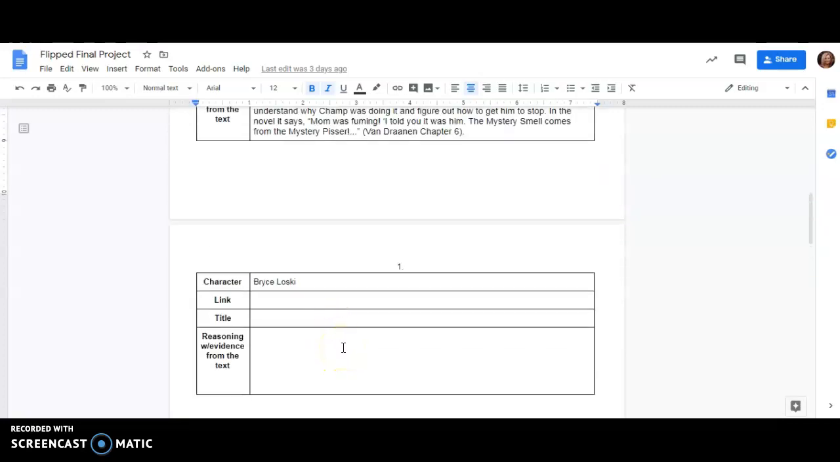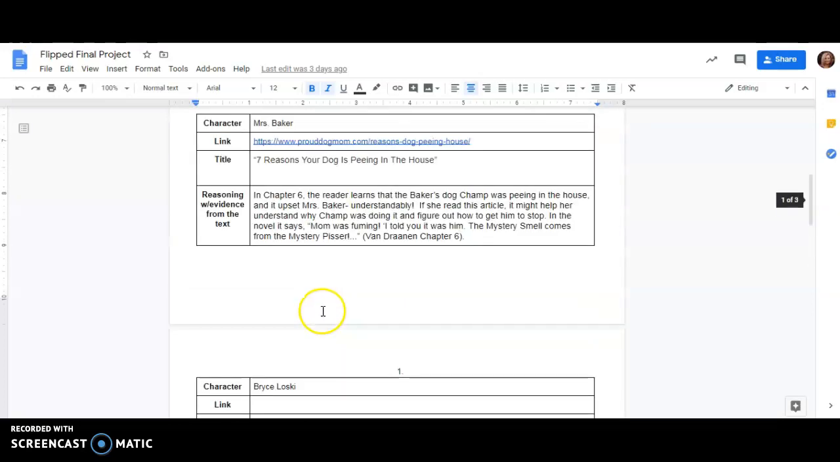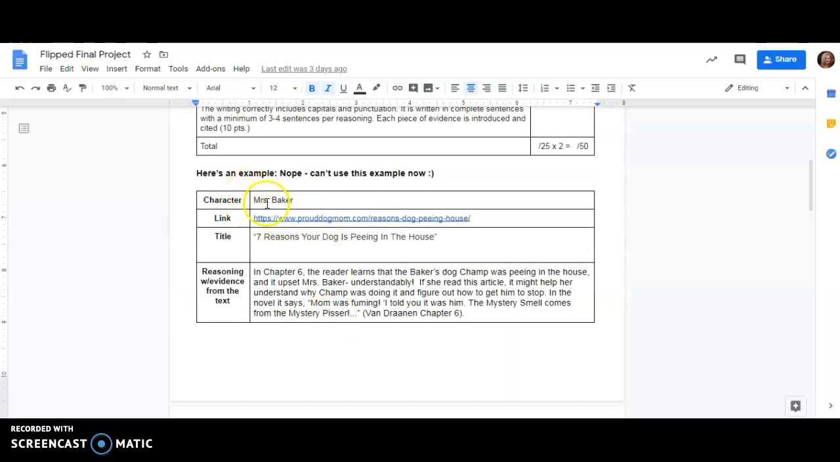And I guess here's the thing. If you don't know what characters to use, then you probably didn't read. There are many, many, many characters to choose from. I'm choosing Mrs. Baker for mine. Okay, so Mrs. Baker is Juliana's mom. So right where it says character, I inserted the name Mrs. Baker. Easy peasy lemon squeezy.